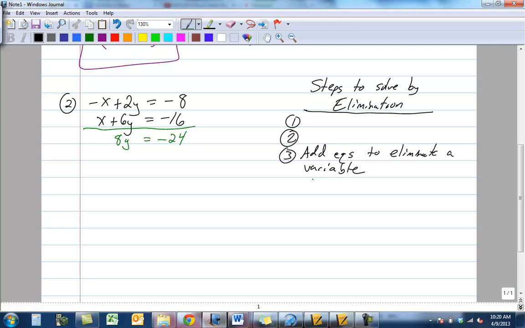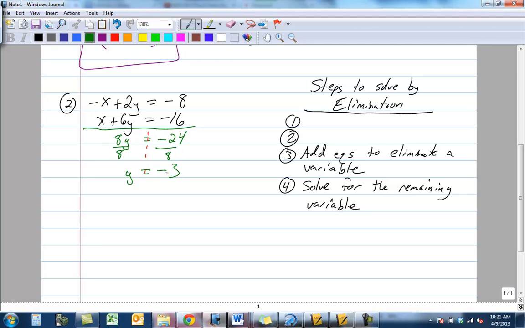What are we on here? Step 4. Solve for the remaining variable. So here we are. We got 8y is equal to negative 24. You're going to divide by 8 on both sides, and you get y is negative 3.